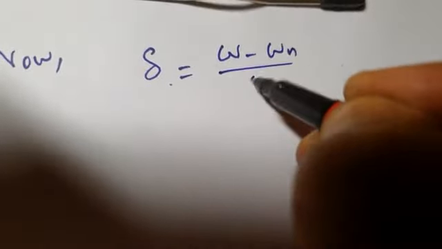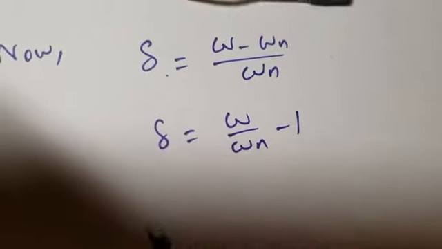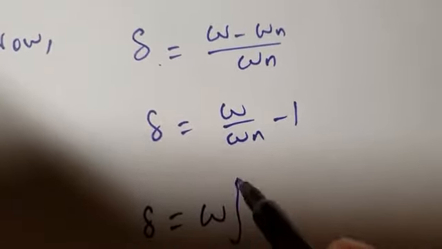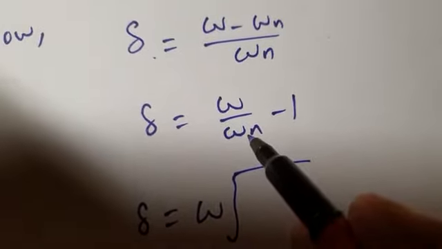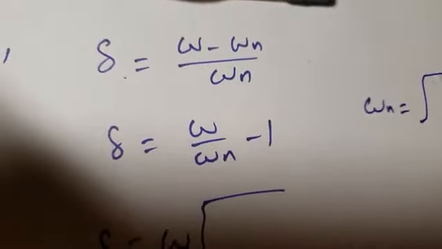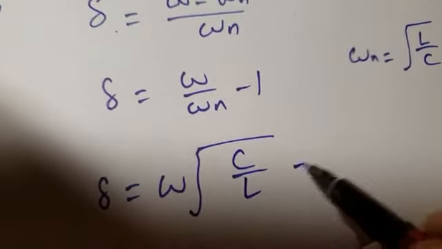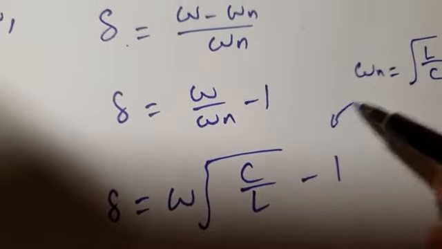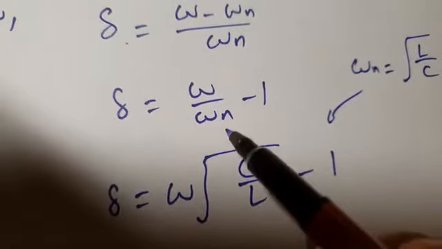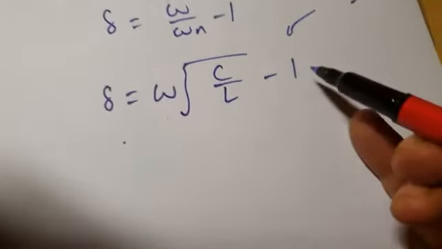Now, I can write again, frequency deviation is given by (omega minus omega n) by omega n. So delta is equal to omega by omega n minus 1. Omega n, you already know, is under root of L by C. So what is 1 by omega n? That is under root of C by L. So delta is equal to omega times under root of C by L, minus 1.